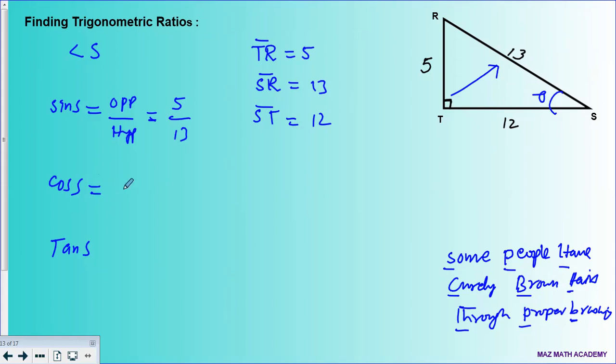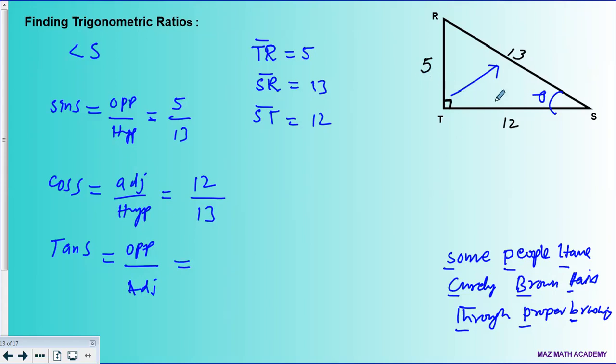Now cos S is equal to the adjacent side divided by the hypotenuse. So it will be equal to 12 divided by 13. And tan S will be equal to the opposite side, or perpendicular, you can say, divided by the adjacent side, or base.